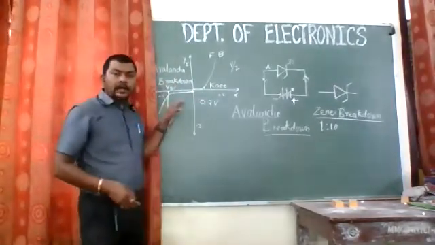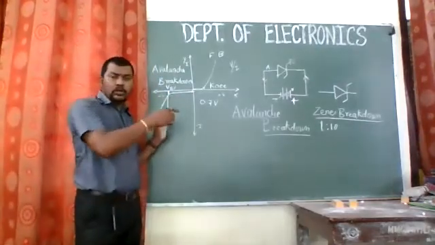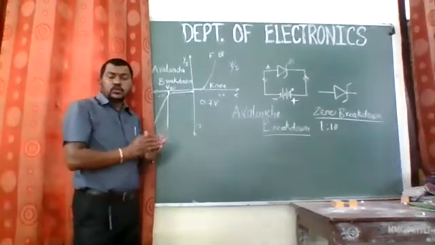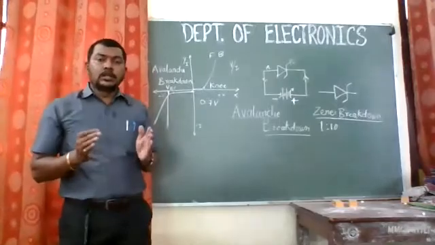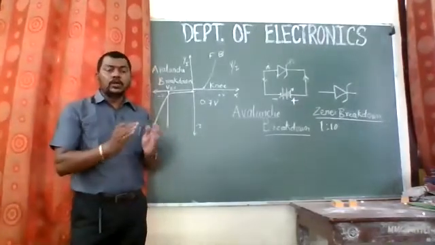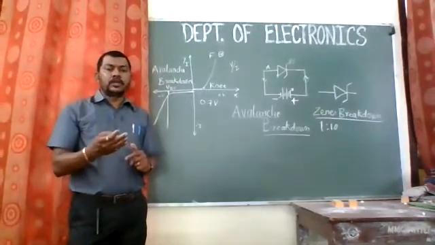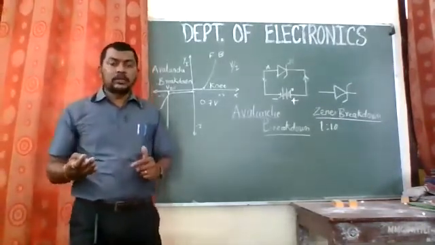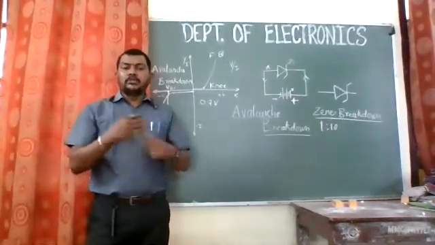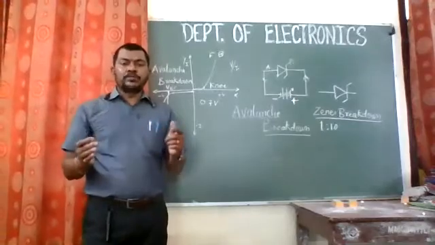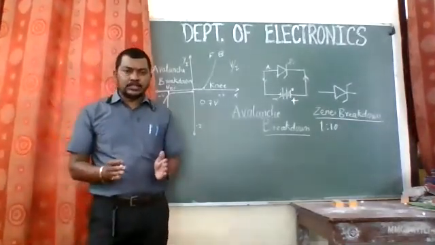So, if you go on increasing the reverse voltage, what happens in avalanche breakdown? Due to the increase in the potential difference across the diode in reverse bias, some electrons break the covalent bond and make themselves free. They collide with other covalent bonds and make the other electrons free. Due to this, we have a multiplication of electrons, and that particular multiplication is called avalanche multiplication.